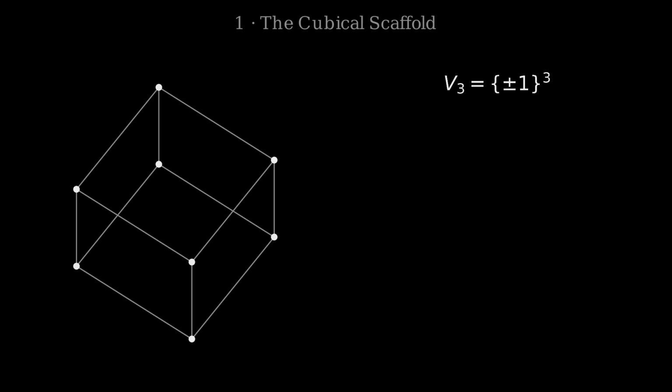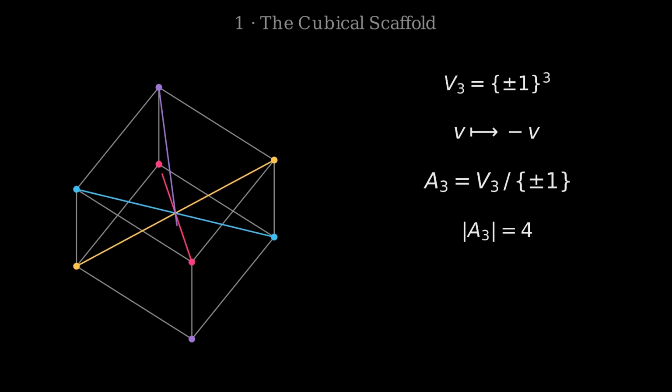Let V3 be the set of 8 vertices of a 3-dimensional cube, all sign vectors with entries plus or minus 1. The antipodal involution sends each vertex b to its negative, minus b. Taking the quotient by this involution gives the set A3. Since the 8 vertices form 4 antipodal pairs, A3 has exactly 4 elements. Each antipodal pair determines 1 body diagonal of the cube. These 4 pairs will become the 4 geometric sheets of the seed.